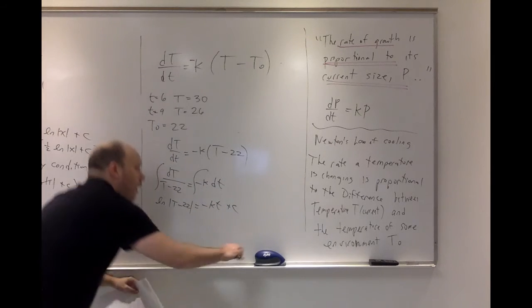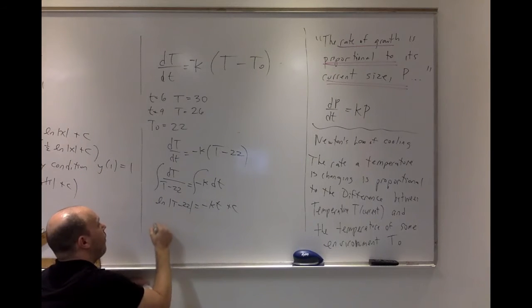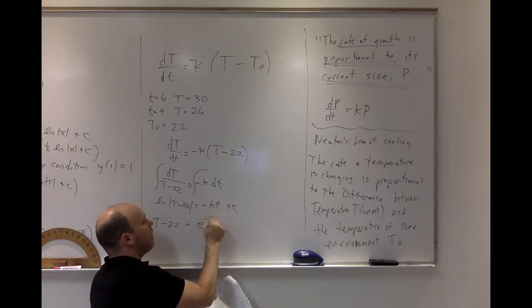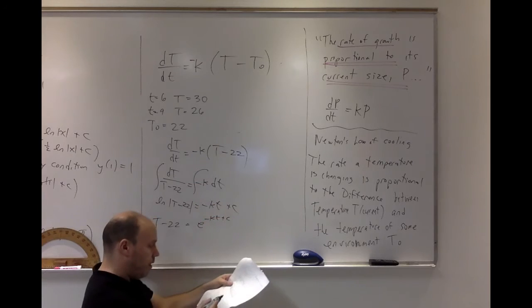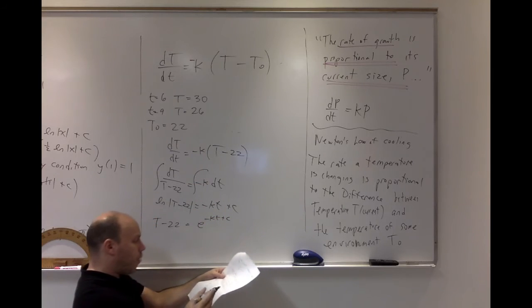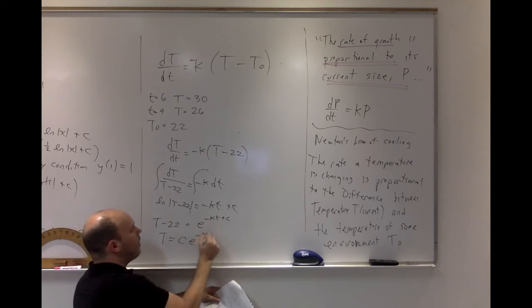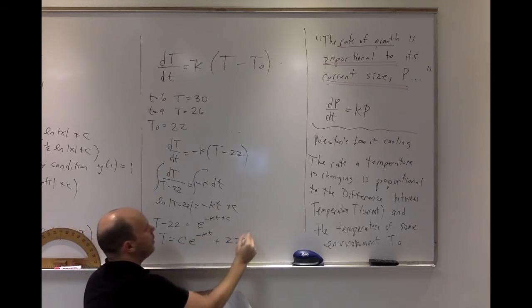How do we undo the ln? Well, we have t minus 22 is equal to e to the negative kt plus c, and then we're going to end up substituting t equals c e to the negative kt plus 22.